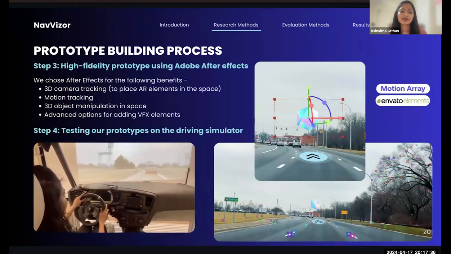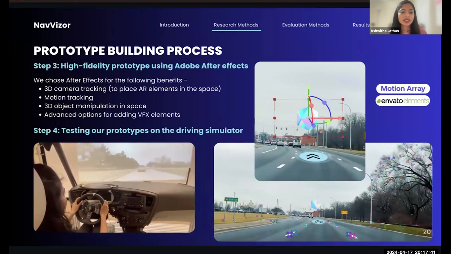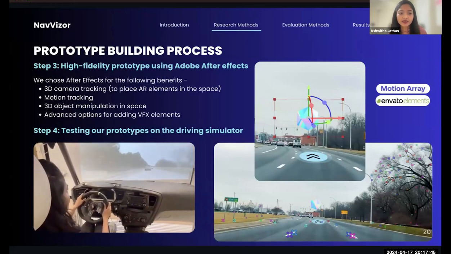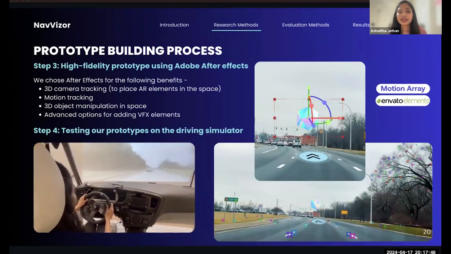Once we had our short high fidelity clips ready, we tested them out with the driving simulator. We tested our high fidelity prototypes at every stage to make sure that the elements did blend well with the environment and had good visibility.